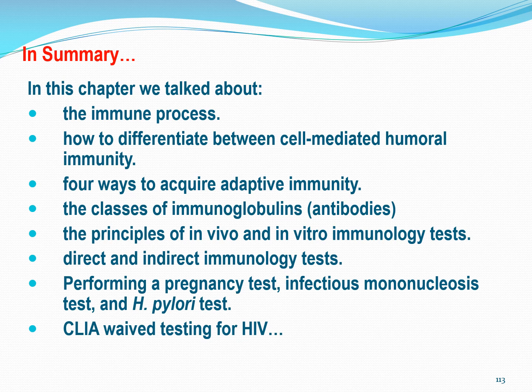So in this chapter, we talked about the immune process, how to differentiate between cell-mediated and humoral immunity. We talked about the 4 ways to acquire adaptive immunity, the classes of immunoglobulins, IgA, IgM, IgG, right? The principles of in vivo and in vitro immunology tests, like with the TB test under your skin, and it happens inside your body, but it's a test to see if you're positive for TB, or whether you do it in a laboratory testing like your pregnancy test or other tests, right? We talked about pregnancy tests, infectious mononucleosis, and H. pylori. We also talked about different CLIA-waived testing for HIV.